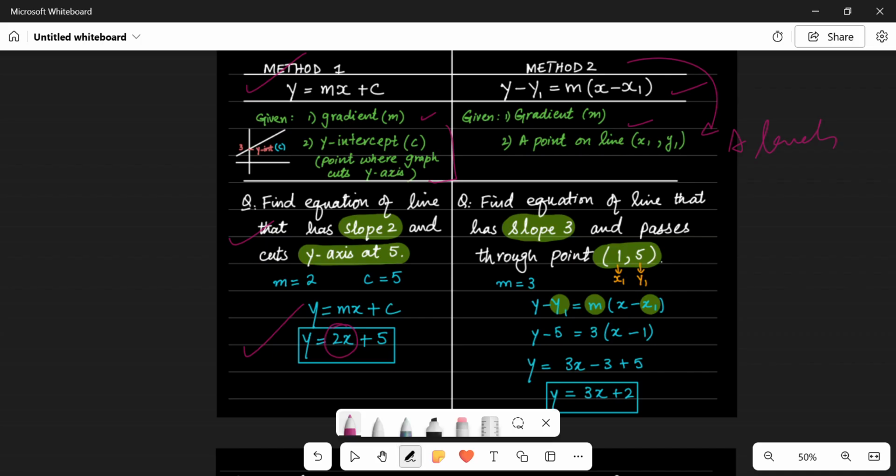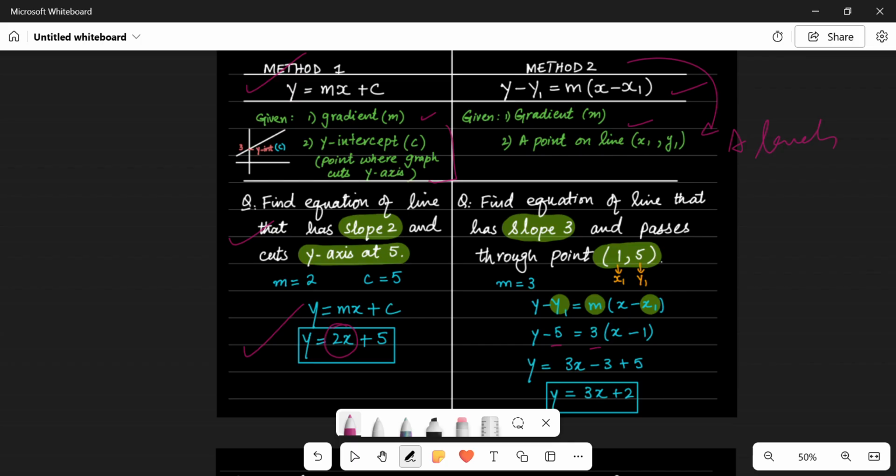The question comes like this: find the equation of a line that has slope 3, meaning gradient is 3, and passes through the point x1 and y1, which is 1 and 5. So the formula is the highlighted green part, and you need to substitute the values. y1 is replaced as minus 5, m is replaced as 3, and x1 is replaced as 1. There is no x and y written because those values are not given to you.